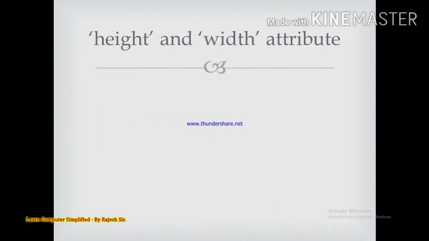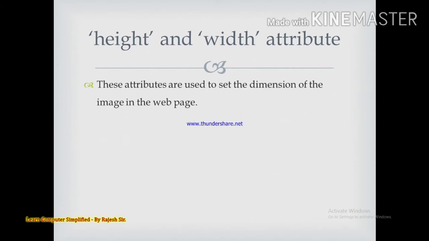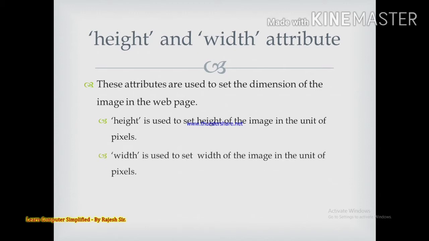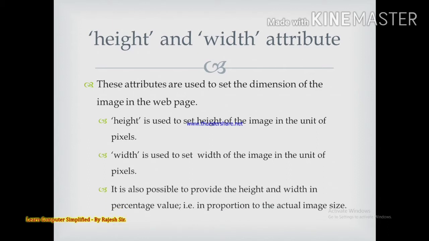Okay, height and width attribute, as name suggesting, they are used for setting the dimension. These attributes are used to set the dimension of the image in the web page. The height is used to set the height of the image in the unit of pixels. Same way, width is used to set the width of the image in the unit of pixels. Now, it is also possible to provide the height and width in a percentage value, that is in a proportion to the actual image size.